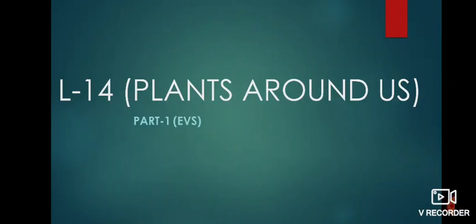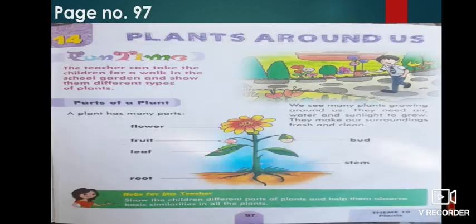So children, let's move to the next chapter of our syllabus, that is lesson number 14, Plants Around Us. This is part 1 for this chapter. It's on page number 97, so open this page.